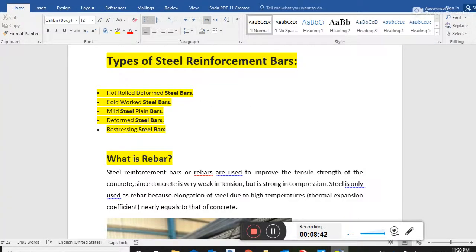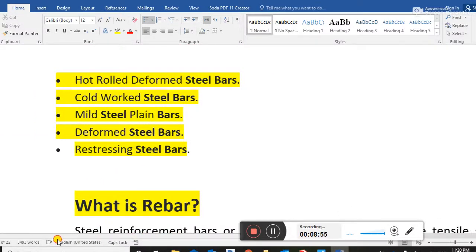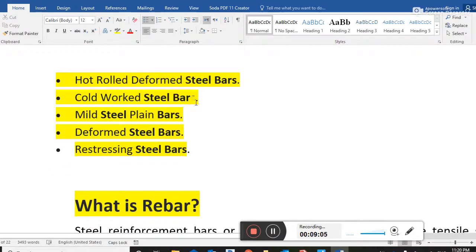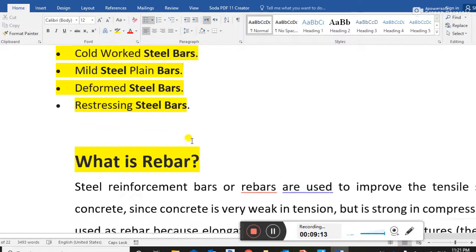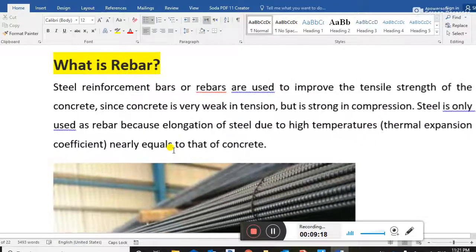Guys, coming to the description note for these types of steel reinforcement. Generally we have these types of steel rebars used in construction. Hot rolled deformed steel bars, this is one type of steel bar. Cold worked steel bars, mild steel plain bars, deformed steel bars, and pre-stressing steel bars. Guys, this was about types of steel.